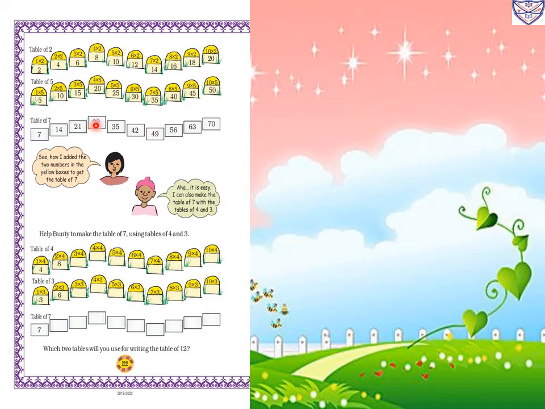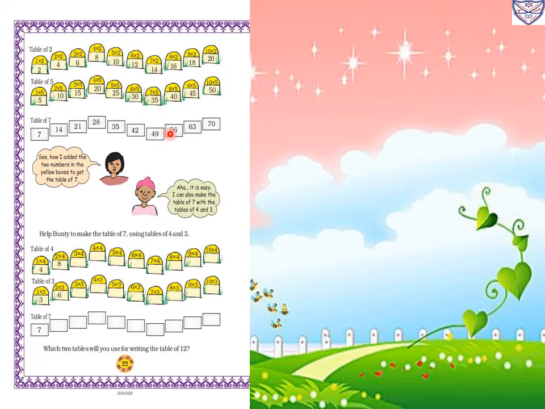Now 7 fours are 28. So she will add 20 plus 8, that is 28. Now 7 fives are 35. How will she write it? 25 plus 10, 35. Then 7 sixes are 42. How will she write it? 30 plus 12 equals 42. Then 7 sevens are 49. So she will do 35 plus 14 equals 49.